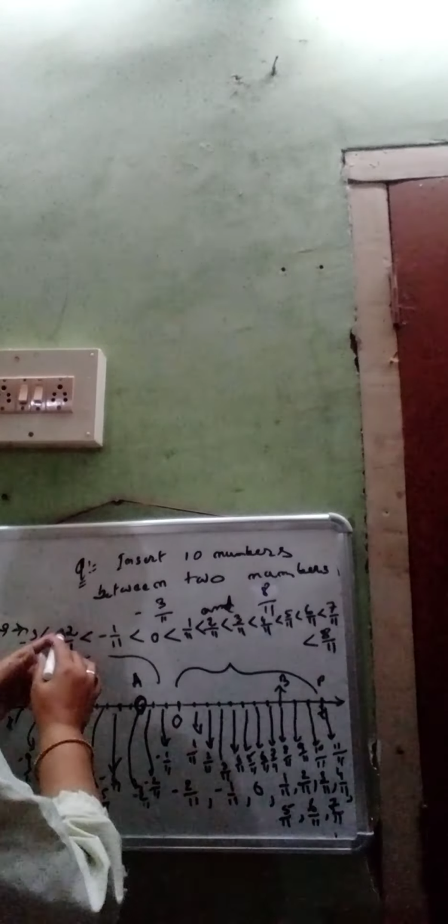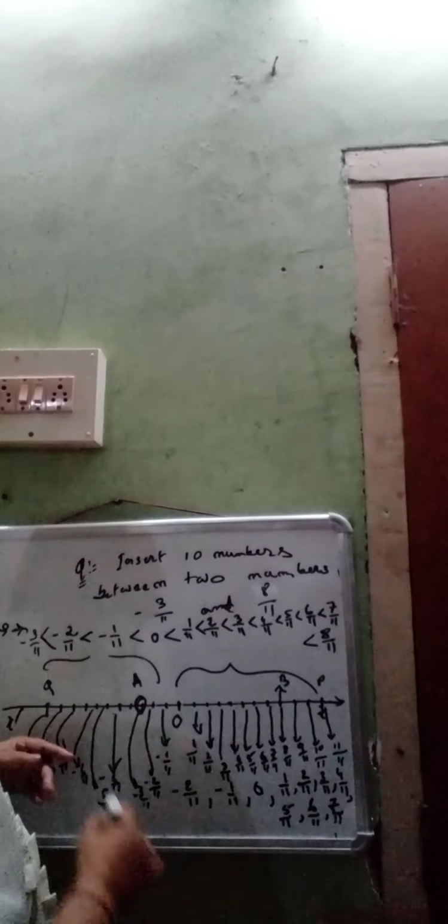So when all this is done, we systematically count on the number line: minus 3 by 11 is less than minus 2 by 11, and so on.